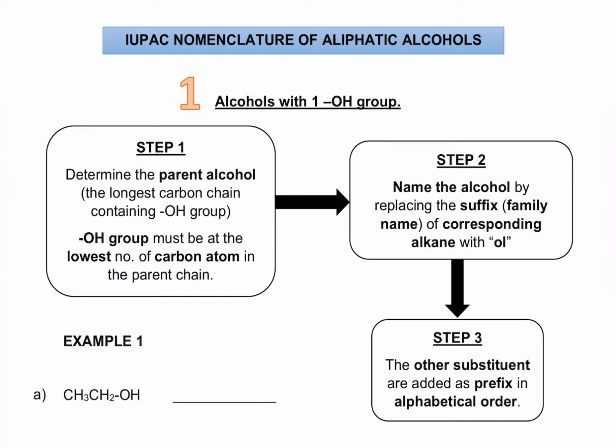Let's try example 1 where I got structure A. In this structure, you got an OH group attached to this carbon. So automatically this carbon is going to be the first carbon and this one is going to be the second carbon. For two carbons, for alkane, we know it as ethane. But right now you got an OH group, so the name will be ended with -ol. So you are going to change the e with -ol. So your name for this structure will be ethanol.